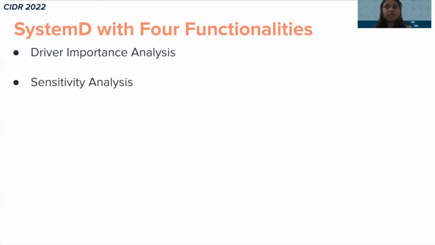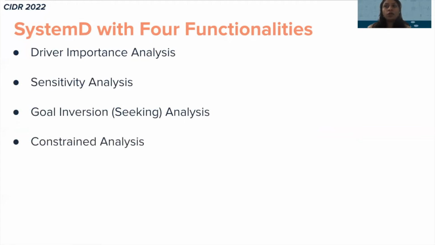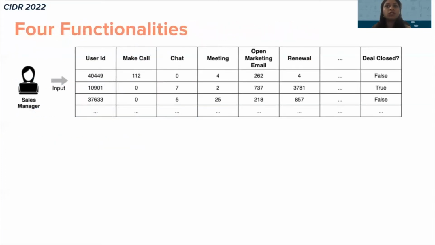We propose 4 interactive functionalities that enable experimentation with the data using what-if analysis. These functionalities are driver importance analysis, sensitivity analysis, goal inversion or goal seeking analysis, and constraint analysis. We argue that all business intelligence tools should adopt all these functionalities to enable data-driven decision-making, which is the actual purpose of enterprise data analysis systems. To operationalize these functionalities, we develop System D, an interactive visual analysis system that helps augment business users with data-driven decision-making. Now, I will illustrate these 4 functionalities using the deal closing analysis business use case.